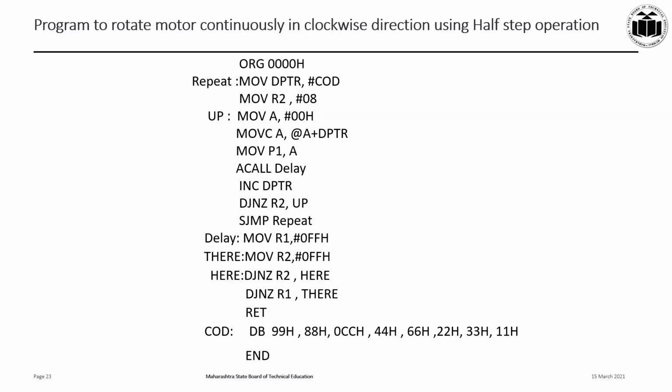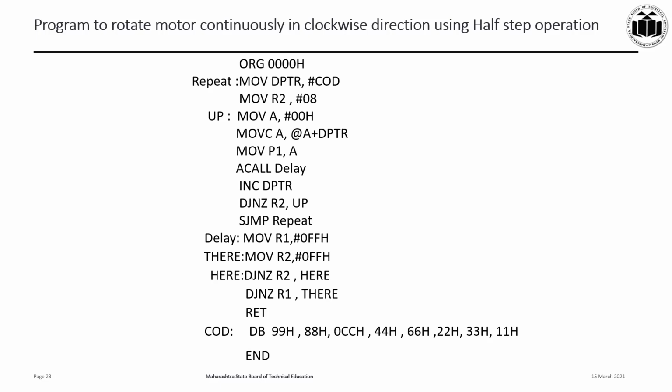So let us understand the program to rotate the stepper motor continuously in clockwise direction using half step operation. As we have seen, in half step operation the half step sequence needs to be sent to the stepper motor, which is made up of 8 steps. Now either we can send each step at a time by using the MOV instruction and calling a delay in between, or we can use this method. In this method, the 8 step sequences, which are 99H, 88H, 0CCH, 44H, 66H, 22H, 33H and 11H, are stored in the memory.